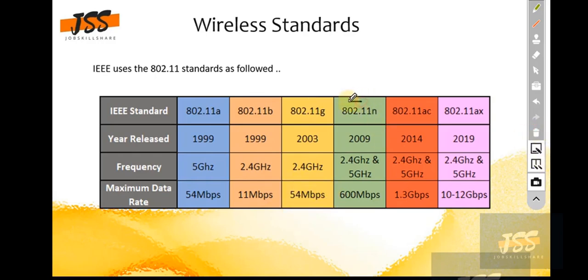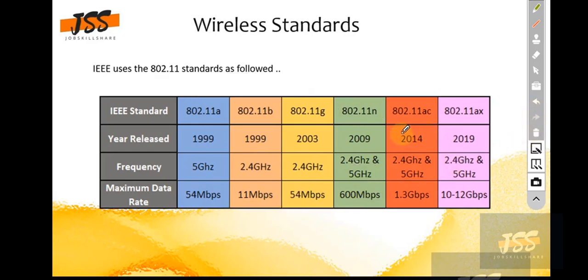Then we have 802.11n, that is compatible with both of these, because it works at 2.4 gigahertz as well as 5 gigahertz, but the most beneficial part is 600 Mbps, meaning much better speed as compared to these ones.